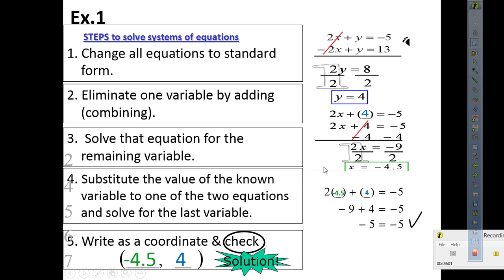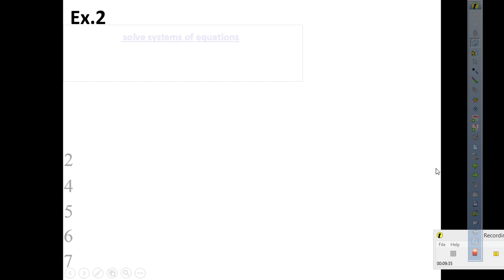So we know that we need to check both equations. Is that correct? But for right now, we're going to move on so we can get another equation and we can practice another system. So the process: standard form, eliminate one of the variables, solve for the remainder, substitute that into one of the two, solve for the other variable, write as a coordinate, and check. We got it? All right. Example number 2. Copy this one, please.